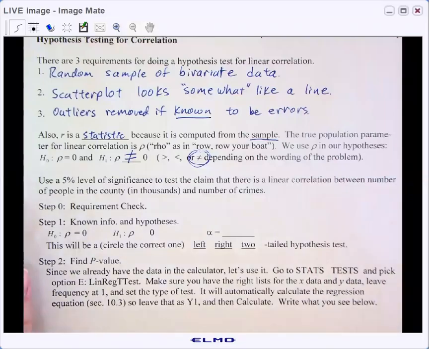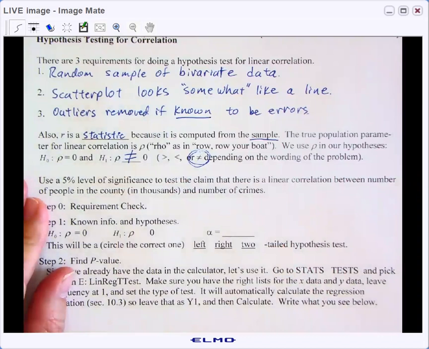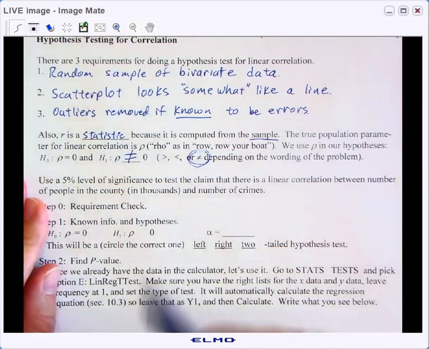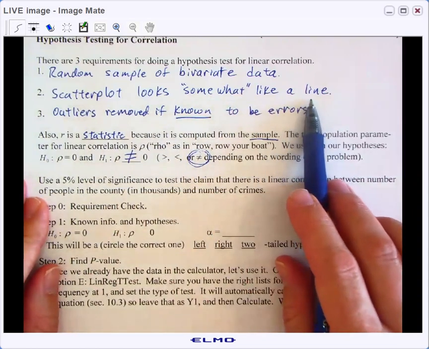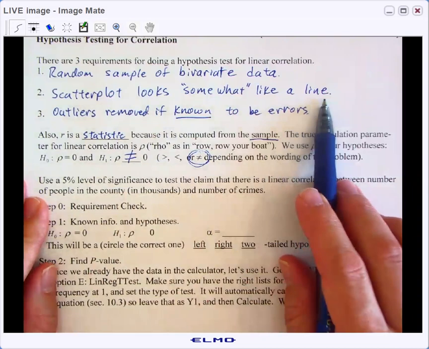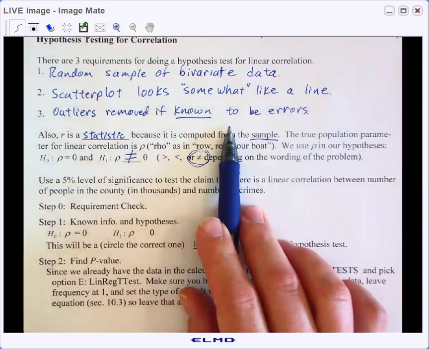And we're back to part 3 of hypothesis testing for correlation. We remember that we want to check that we have bivariate data on a random sample, and to check that the scatter plot looks somewhat like a line. That's a stand-in for x being normally distributed for fixed values of y, and y being normally distributed for fixed values of x. And if we have outliers that are known to be errors, we take them out. Otherwise, we leave them in.